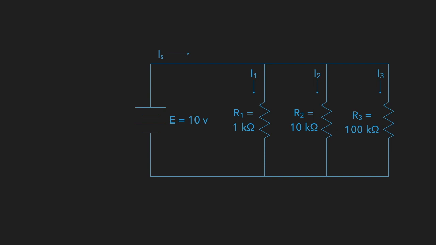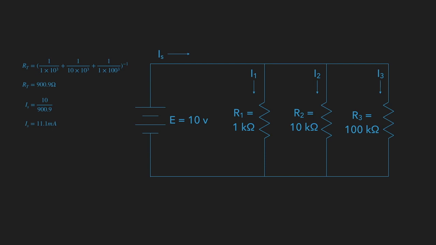In order to find the current in branch 1, we first need to find our total resistance, which we can do through this equation here. You end up getting 900.9 ohms as your answer. Now, because we have the total resistance, we can figure out the total current, IS, through a simple application of V equals IR, or in our case, I equals V on R, to get the answer of 11.1 milliamps.